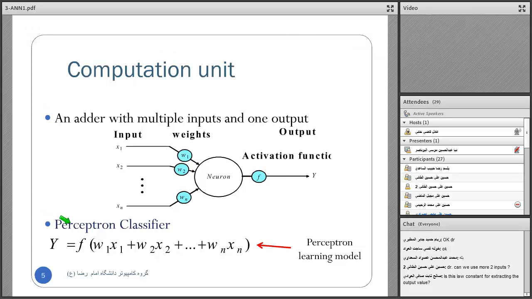For the perceptron classifier, this is the learning model. The learning model, as we said before, is the format of the relation between the inputs and the output. The inputs are x1, x2, xn, and the output is y. This is a relation between the inputs and output.